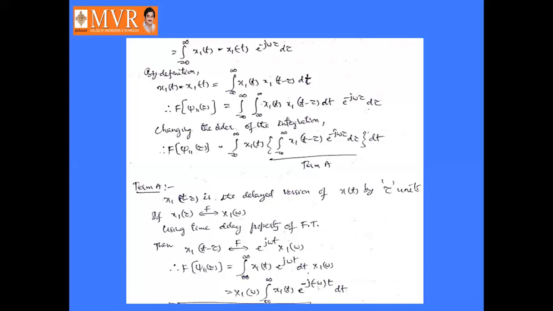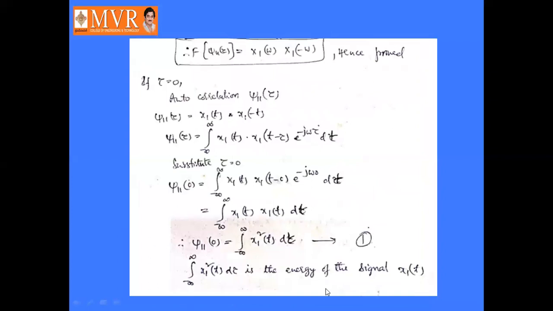So we extract this X1 of omega outside this interval integral, that is X1 of omega into the integral from minus infinity to infinity of x1 of t into e power minus j omega t dt. It is X1 of omega into X1 of minus omega, and so the square.